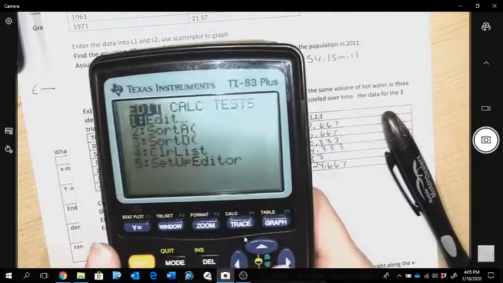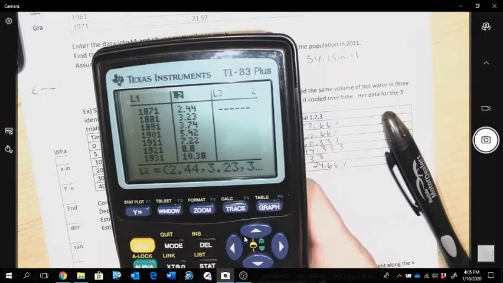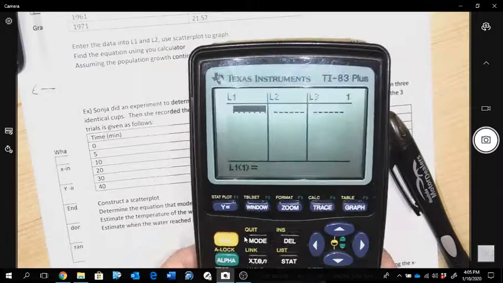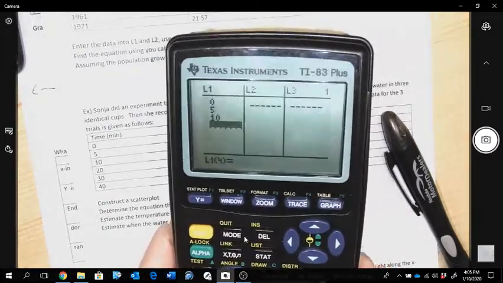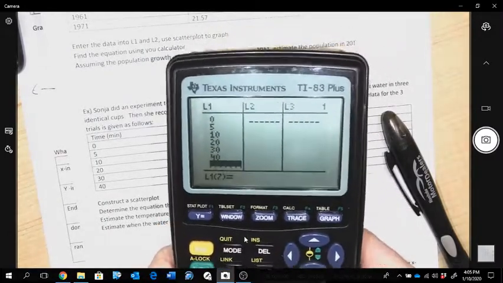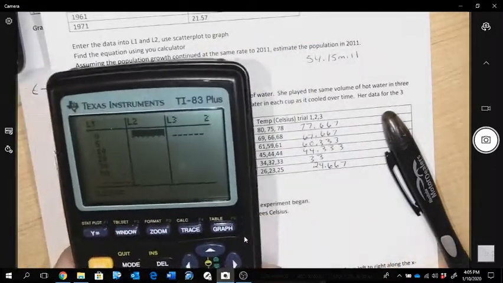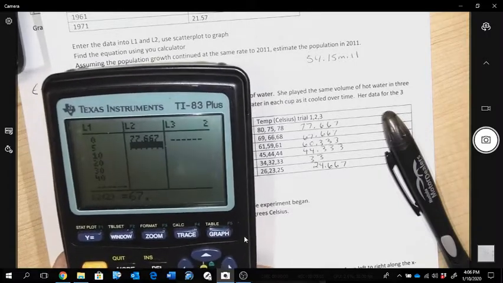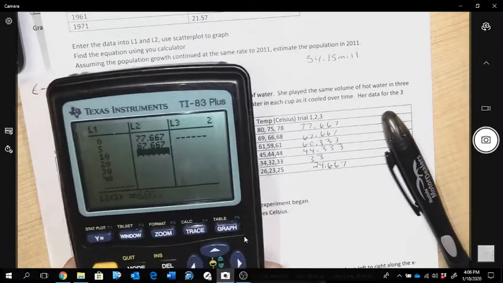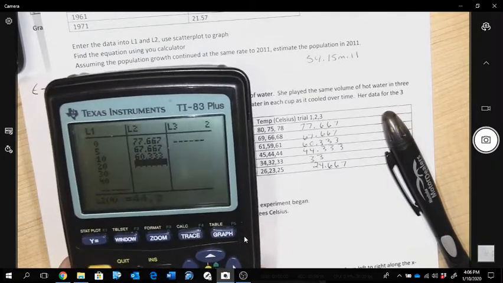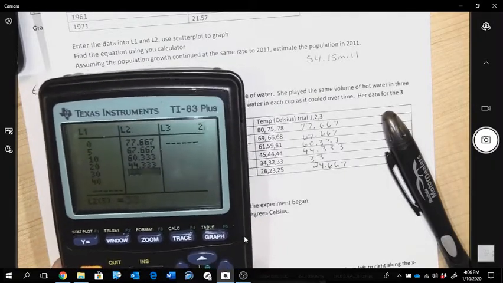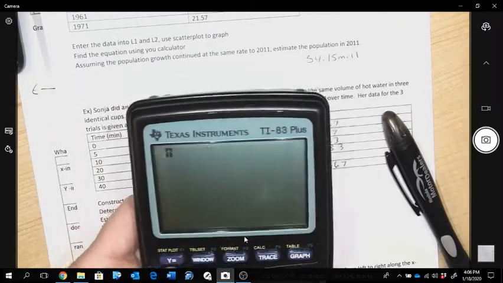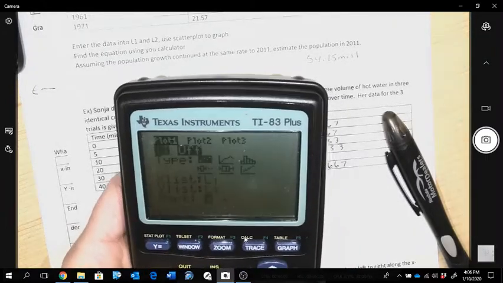So go to Stat, Edit, clear that other stuff out of there, up, clear, down. Okay, so 0, 5, 10, 20, 30, 40 goes into L1. L2 is 77.667, 67.667, 60.333, 44.333, 33, and 24.667. Okay, so now I'm going to turn my stat plot back on.